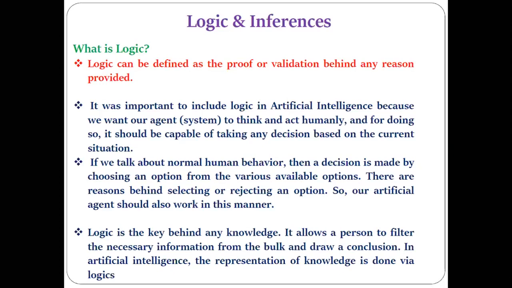So based on some logical reason, you can tell your friend that I cannot come because you have your exam next week. This is nothing but taking a decision out of the available options. I have given you this example to understand how a human being can think logically. Now we want our artificial agent to also think in this way, giving some logical reasons. Then and only then can we say it is an artificial human.